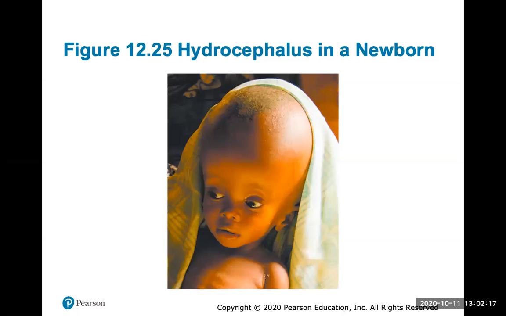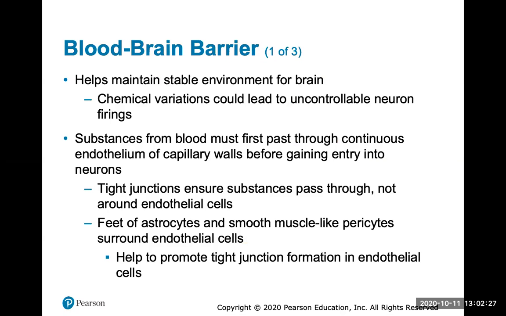And this is what hydrocephalus looks like in a newborn. Again, it can cause an enlarged head because the fluid gets through those soft spots where the skull bones haven't fused together. The blood-brain barrier then also exists in the brain between your astrocyte cells and your capillaries. This helps to maintain a stable environment for the brain. If there are chemical variations in the brain tissue, this could lead to uncontrollable neuron firing, so it wouldn't be able to control the nervous impulses.